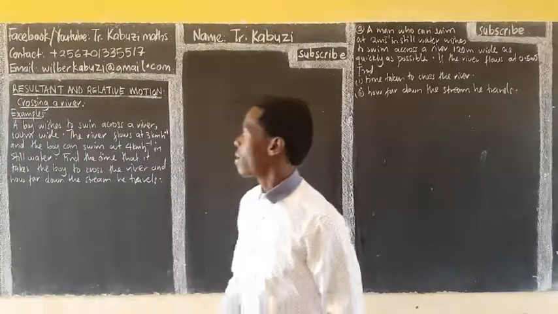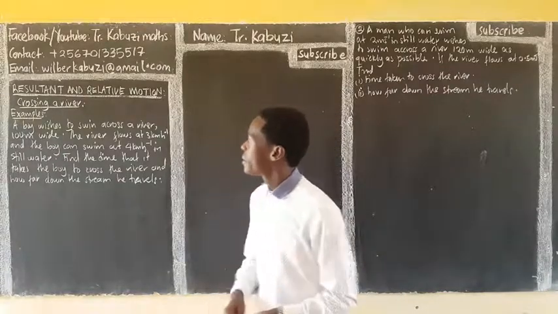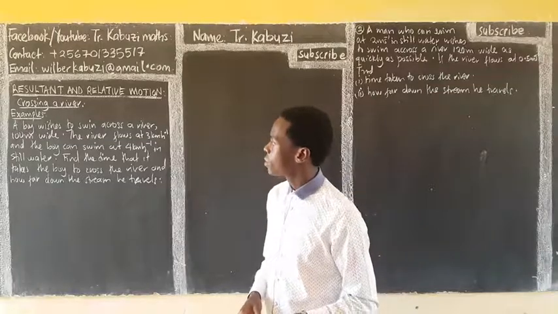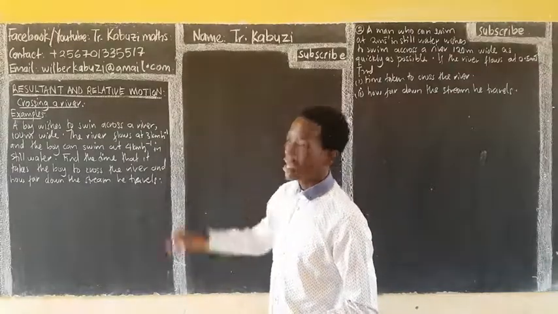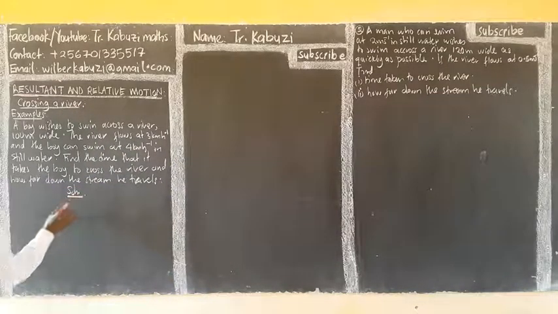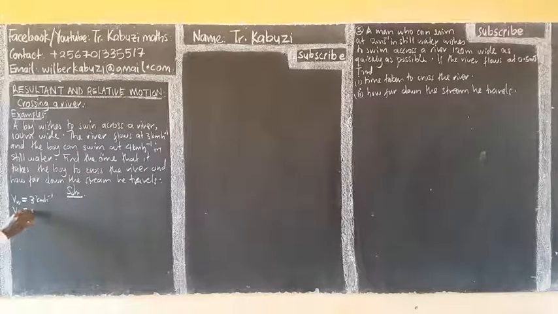Okay, now let us see how we handle more examples about crossing a river. So start with this one. It says, a boy wishes to swim across a river 100 meters wide. The river flows, so they are giving us the velocity of the flow of water. The velocity of the water in the river is 3 kilometers per hour. And then the velocity of the boy is 4 kilometers per hour.